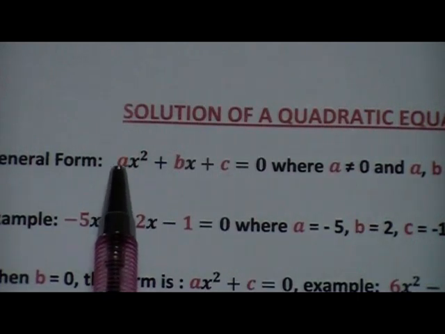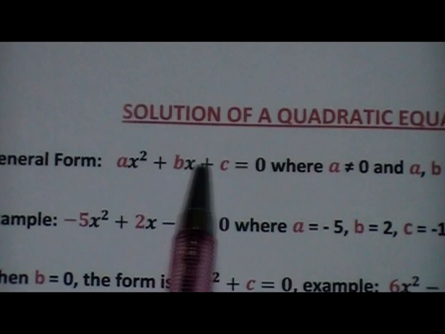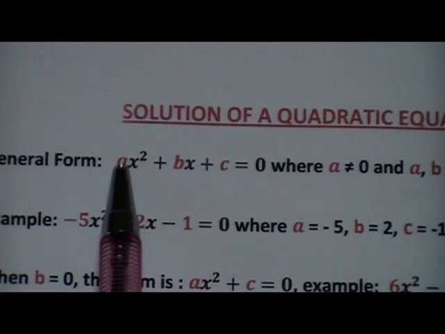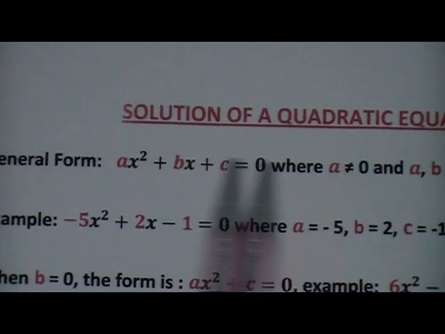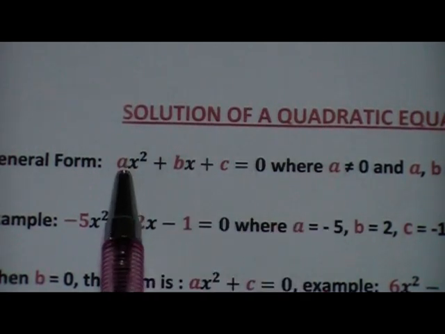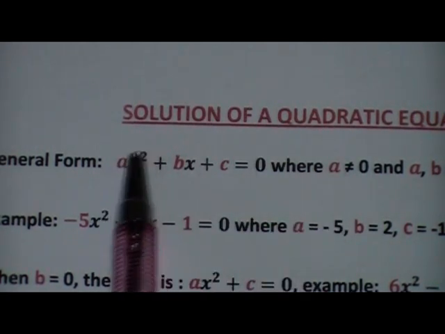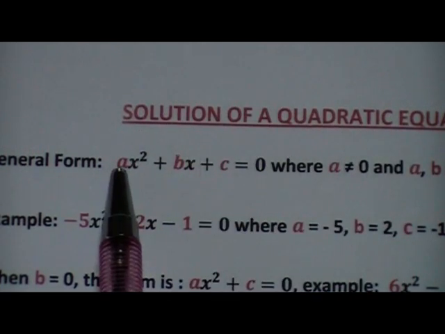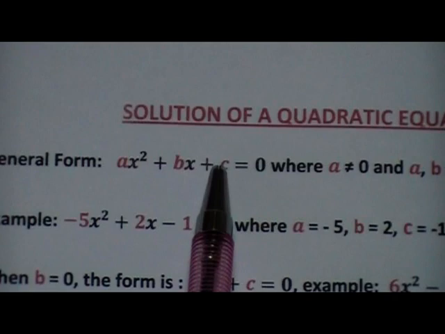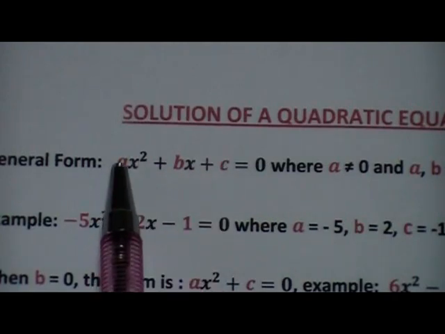Now a can represent any number, b can represent any number, and c can represent any number. The only number a cannot represent is 0, because if a is 0, then the product of a and x squared will be 0, and we would not have a quadratic. So therefore, b and c can be equal to 0, but not a.